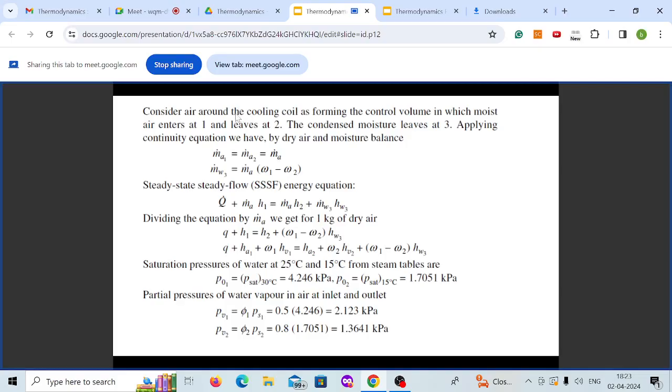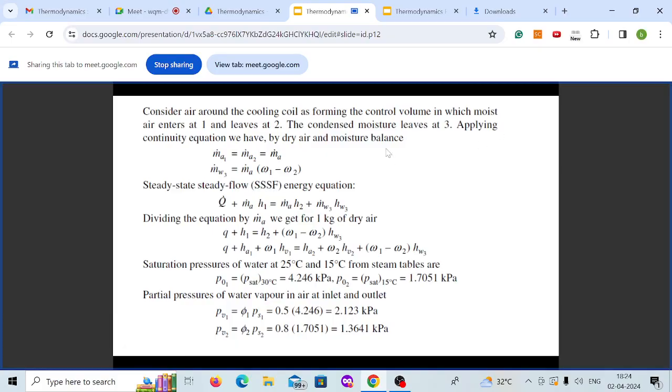Now we will see how to solve this. First, consider the air around the cooling coil as a control volume. When you apply mass balance, your mass of dry air will remain the same, because the air is not getting condensed, only the water vapor is getting condensed. So m dot A1 at inlet equals m dot A2, equals m dot A. The amount of water vapor which has condensed and is coming out is m dot W3, which is given as the mass of dry air times the change in humidity ratio, omega 1 minus omega 2.